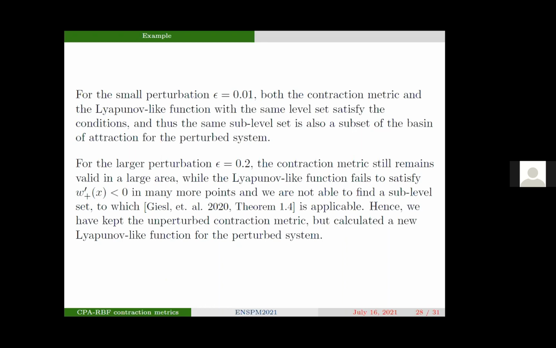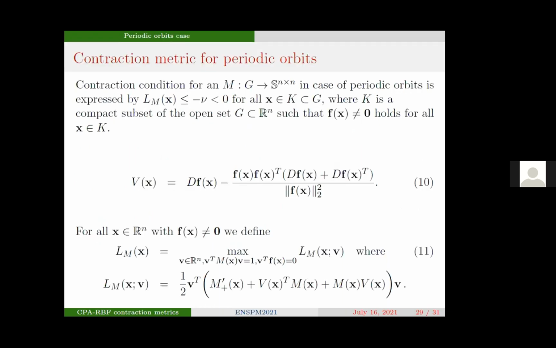Now, I said in the abstract of the talk that I would also talk about periodic orbits, and it will be very short. The things we need to change are very little, but the whole idea and the algorithm is more or less the same. So I just give you an insight about it.